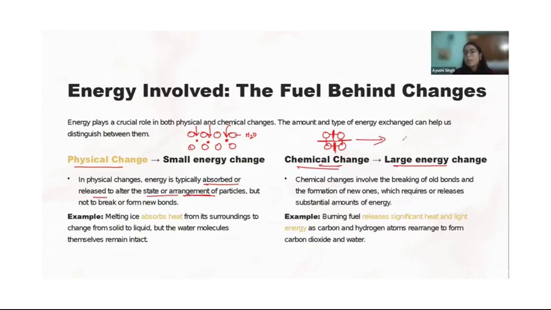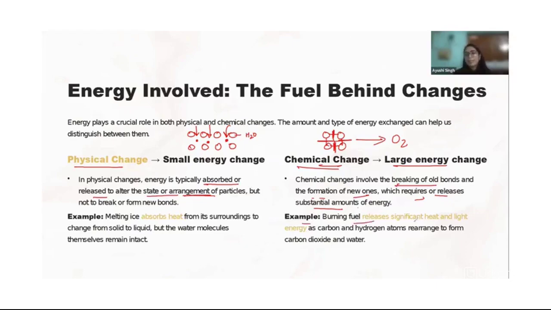Okay, maybe oxygen. If you study respiration and photosynthesis reactions in higher standards, then you can understand the breaking of the bonds and all that. Now here, you can see chemical changes involve breaking of the bonds and the formation of new ones. New bonds will be formed, which requires and releases substantial amounts of energy. So a lot of energy. On that basis, we can distinguish between physical change and chemical change.